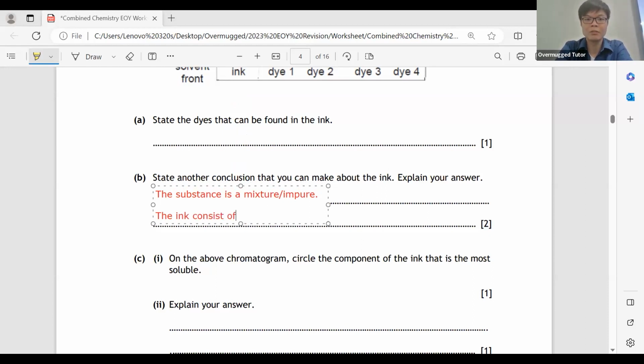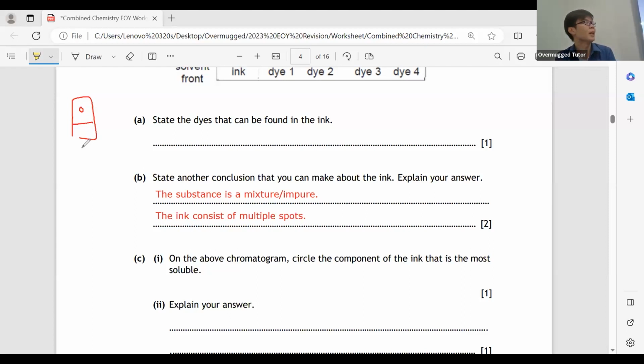The ink consists of multiple spots. If you see only one spot, then that means the substance is pure. If you see multiple spots, then it's impure or it's a mixture.